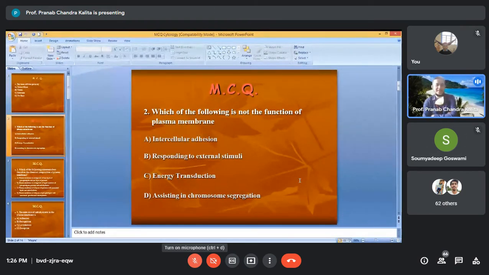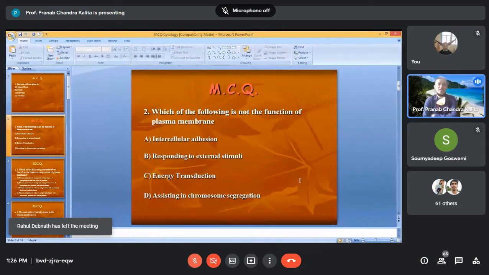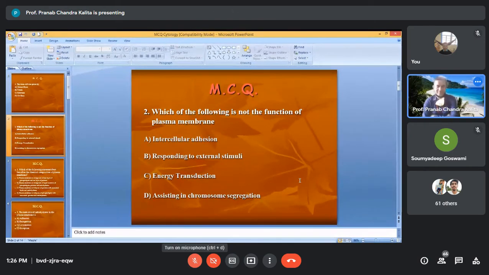Energy transaction will be there. Otherwise, how will exocytosis take place? For exocytosis and endocytosis, you need energy. So the answer is D, assisting in chromosome segregation. It is not a function of the plasma membrane.